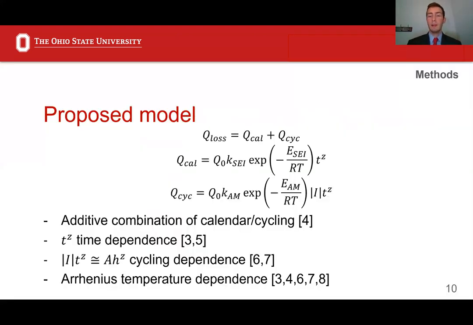Here's the proposed model, and this draws from existing aging models in several ways. First, it assumes an additive combination of calendar and cycling aging, as you can see in the first equation. Next, it uses t to the z time dependence, where z is a calibration parameter, for both calendar and cycling aging. In addition, cycling aging uses the magnitude of the current times t to the z, which is approximately equal to the ampere-hour throughput of the cell raised to z for z close to 1. And this cycling dependence has been used in literature. In addition to this, both the calendar and cycling portions of the model include an Arrhenius temperature dependence.